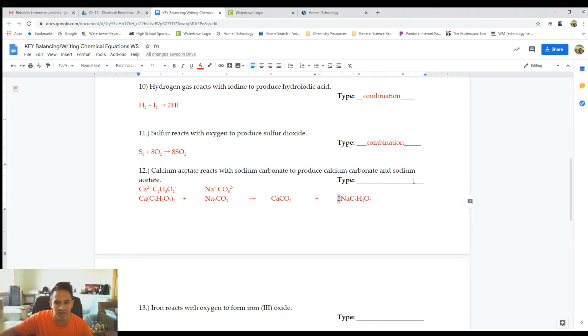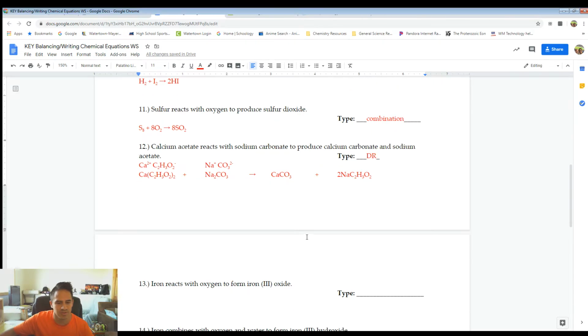All right, as for reaction type, this is going to be a double replacement reaction. So let's write DR. Because we have calcium swapping with sodium, so that in the products, calcium is bonded with carbonate and sodium is bonded with acetate. So double replacement.